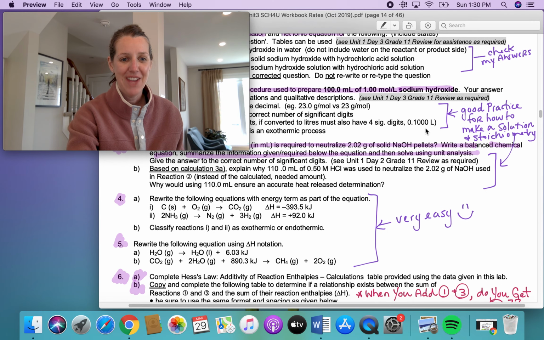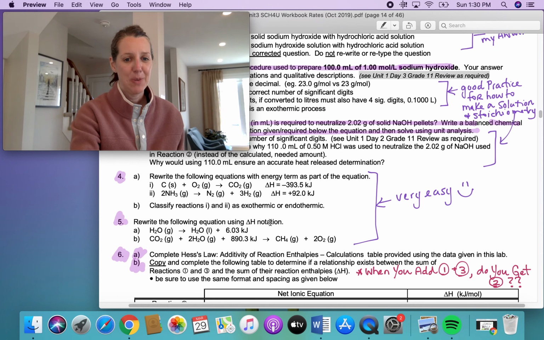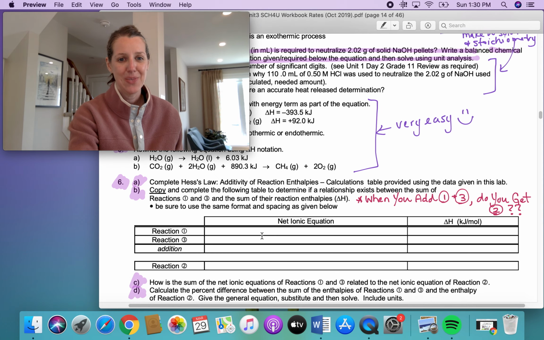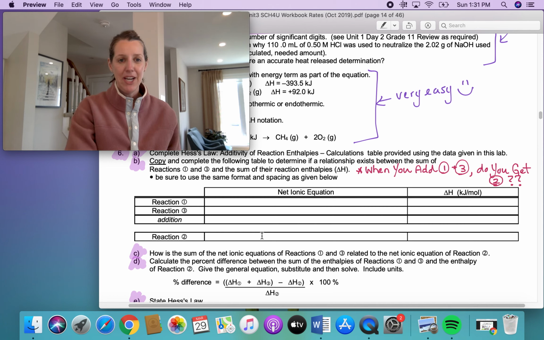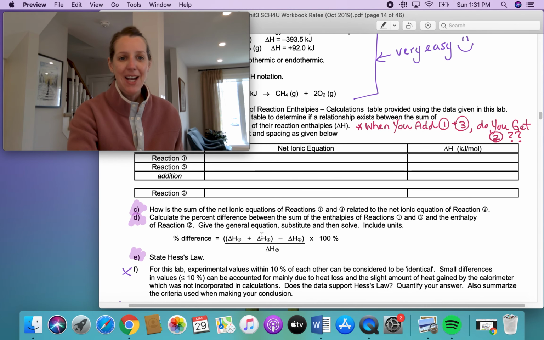Question number 4 and 5 are super easy. They're just looking at some equations and just using the enthalpy, write it as a thermochemical equation, or vice versa, take your thermochemical equation and express it using the negative or positive delta H value. Question number 6 is where you actually take the data from the lab and you're going to compare it. So here's where you're going to see, do reaction number 1 and 3 add to give you reaction number 2? It lets you calculate the percent difference, and you can think about, like in the lab, why might you not actually get the actual answer of reaction number 2? Why are they a little bit different? And that can just be explained using experimental error.